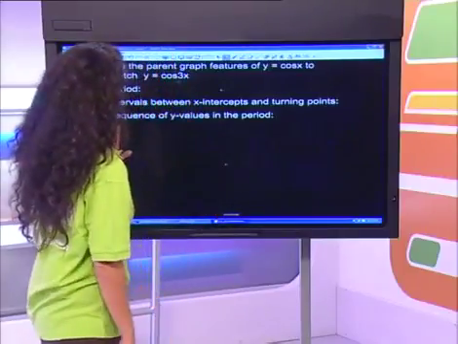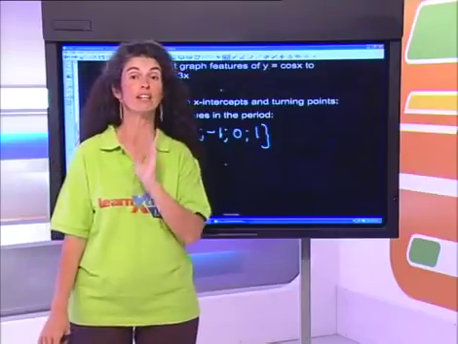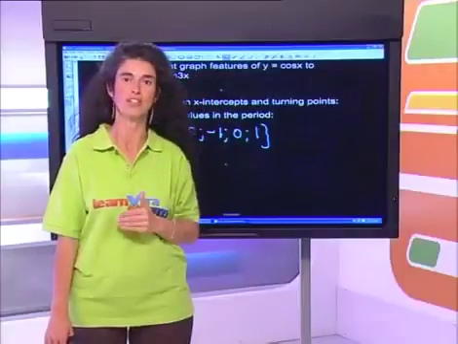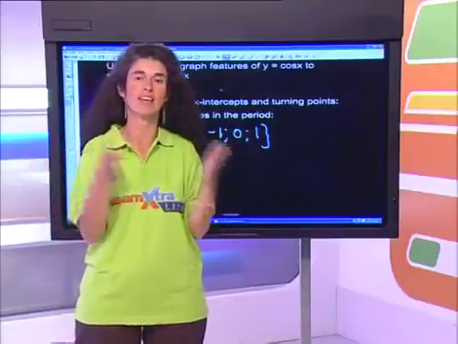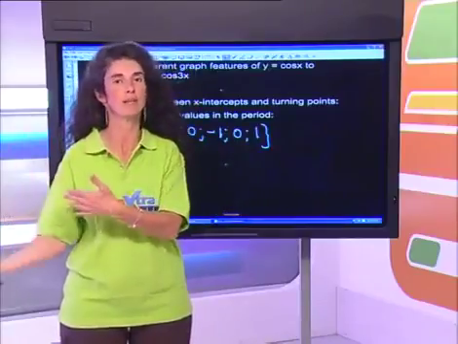So the first thing we're going to look at is what is the sequence of y values in the period of the parent graph. The parent graph has y values that begin at 1, they then decrease to 0, to a minimum, back to 0, and again back to 1. So this is the sequence of y values that we have every 90 degrees. So every 90 degrees we're either getting a maximum or a 0. So there's an interval of 90 degrees that separates every 0 from a maximum, every maximum from a 0, every 0 from a minimum, etc.